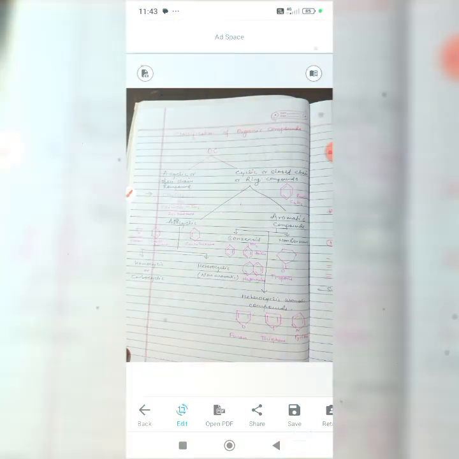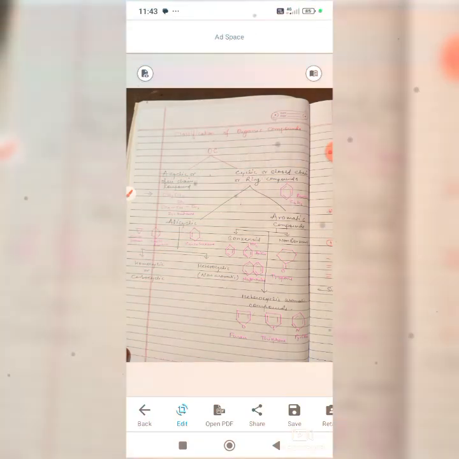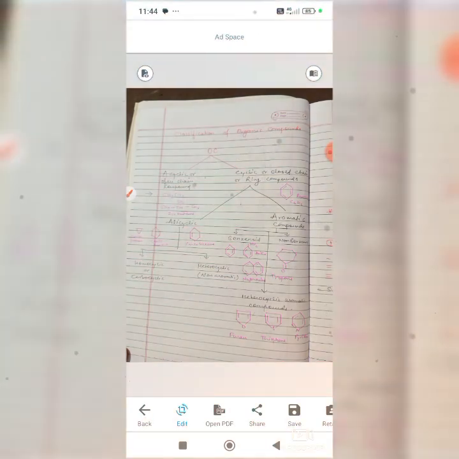Now cyclic is again classified into 2 types: alicyclic and aromatic compounds. We have 2 more classifications of alicyclic: homocyclic or carbocyclic, and heterocyclic. Aromatic compounds are classified again into 3 different types: benzenoid, non-benzenoid, or heterocyclic aromatic compounds.